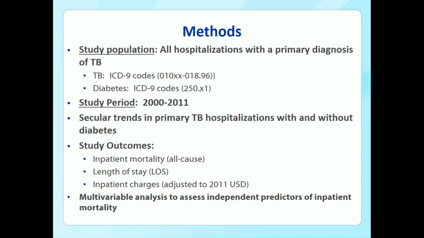Our study population included all hospitalizations with a primary diagnosis of tuberculosis. Both tuberculosis and diabetes were defined using standard ICD-9 codes. We ascertained these hospitalizations for a 12-year period, 2000 to 2011. We first examined secular trends in primary TB hospitalizations with and without diabetes, and to examine the potential health and economic impact associated with these hospitalizations, we looked at three outcomes: all-cause inpatient mortality, hospital length of stay, and inpatient charges. These charges were adjusted to 2011 US dollars. And lastly, we conducted a multivariable analysis to assess the independent predictors of inpatient mortality.